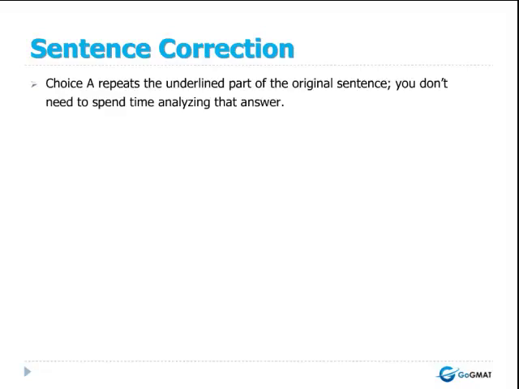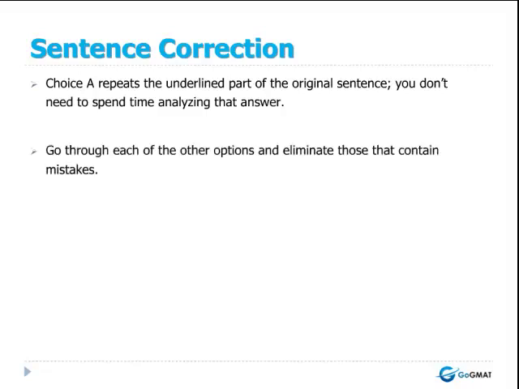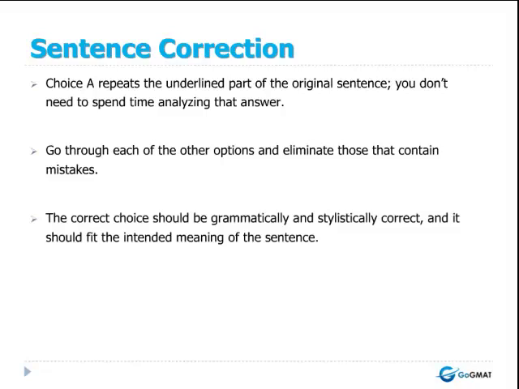Remember that choice A repeats the underlined part of the original sentence. You don't need to spend time analyzing that answer. Go through each of the other options and eliminate those that contain mistakes. The remaining option is the correct choice. It should be grammatically and stylistically correct, and it should fit the intended meaning of the sentence.